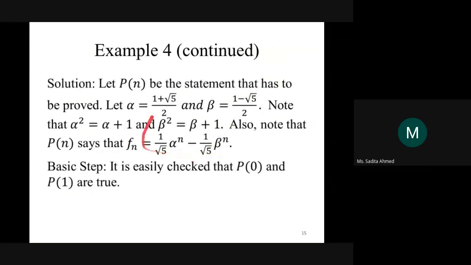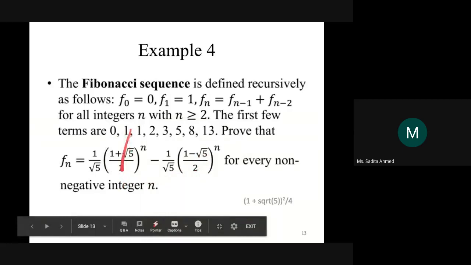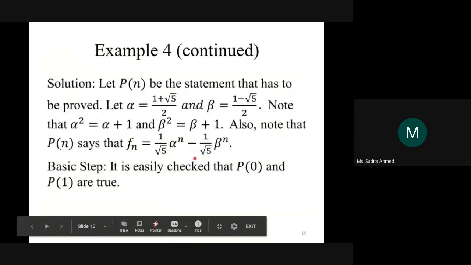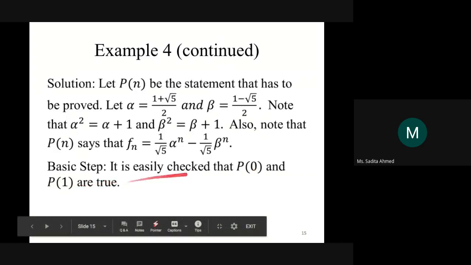All right. So we use alpha and beta for those constants, and this is what the equation turns into. This is the equation that we had. This becomes alpha, this becomes beta. So we have now 1 by square root of 5 into alpha to the power of n minus 1 by square root of 5 into beta to the power of n. We've already proved that the statement is true for 0 and 1. It can be easily checked that the statement is true for 0 and 1, right?